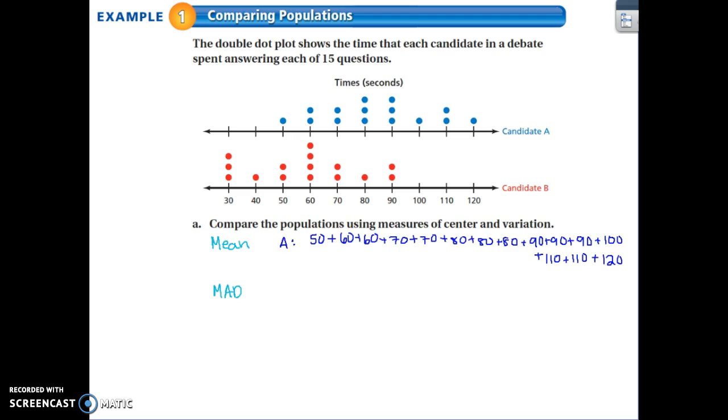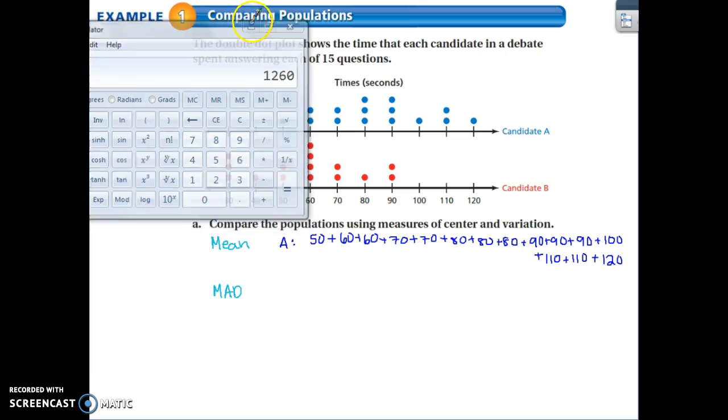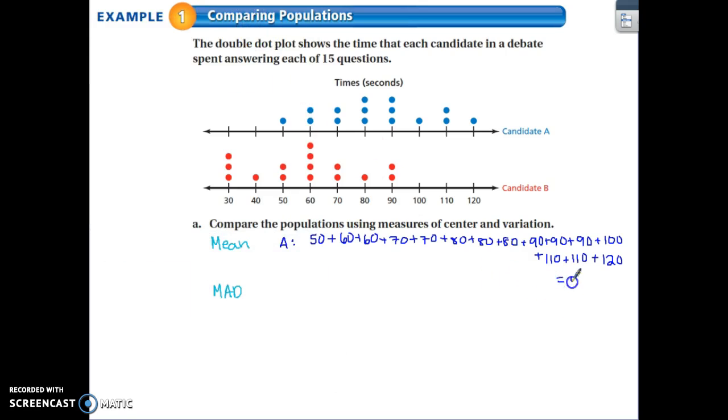This might look a little intimidating, but if we just use a calculator to sum all these numbers, we can add them fairly quickly. In doing so, I obtain 1,260. Now this is not the mean, this is just the sum of the total responses for candidate A. To find the mean, after I add up all of the values of each dot, I now need to divide by the total number of dots that there are.